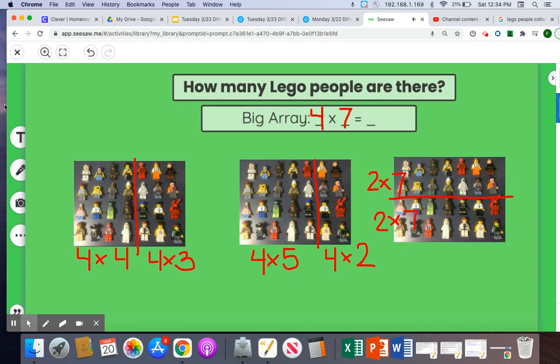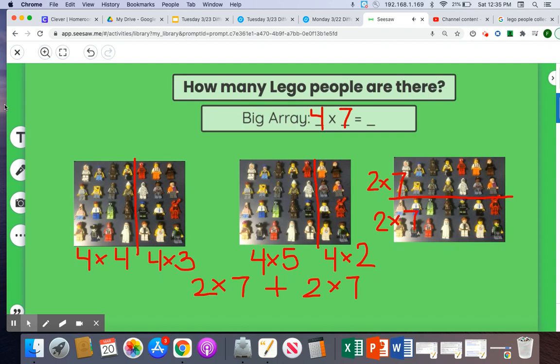But boys and girls, here is the new step. We are going to make one long number sentence with our smaller arrays. So I'm going to write down here 2 times 7 and 2 times 7 right next to each other. And I'm going to put an addition sign in the middle because that's what we've been doing, boys and girls. We've been finding out how many things are in each small array, then adding it together. So I'm just going to use a math symbol to show that.